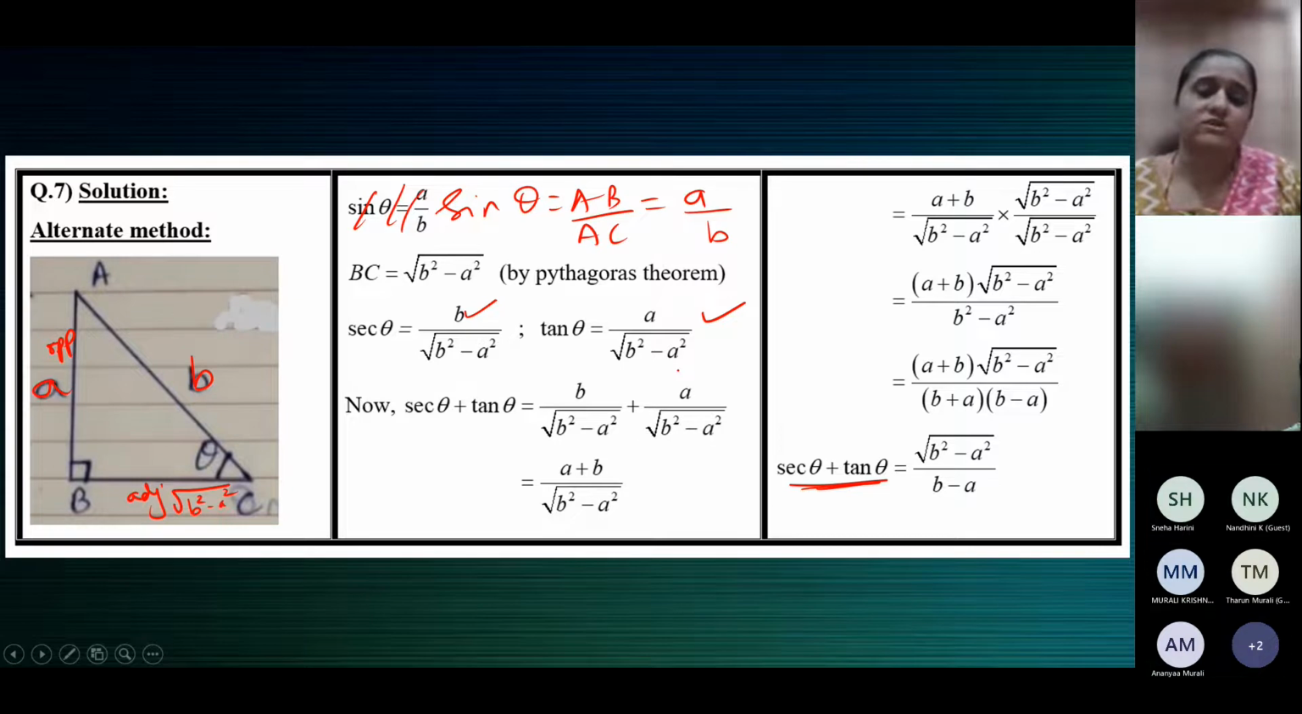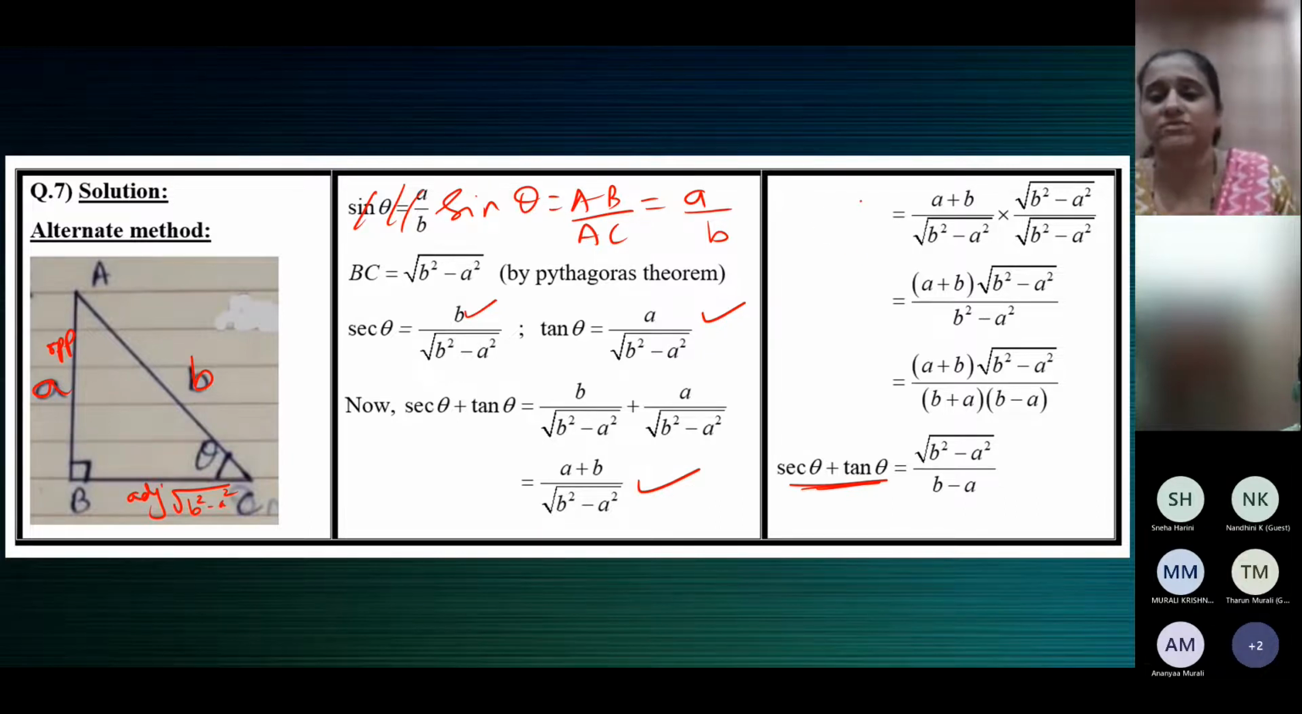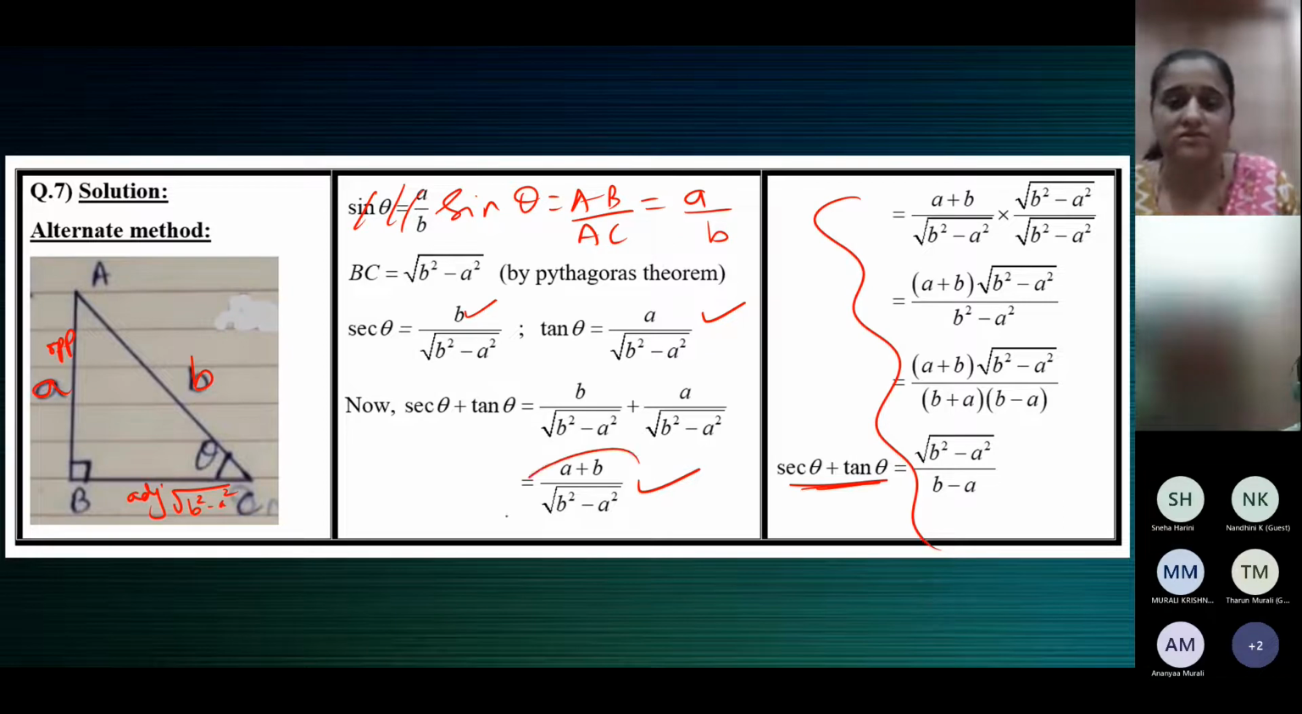Now we have found secant theta and tan theta, and we have to evaluate secant theta plus tan theta. You can see that the denominators are the same, root of B square minus A square. So the common denominator is root of B square minus A square, and in the numerator you will have B plus A. I had written it as A plus B. Actually, this is the answer. But we see that the denominator is irrational, so we have these steps to perform. Otherwise, this is the answer. We found it.